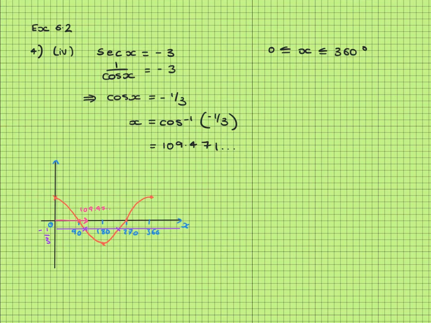So the other point of intersection, which is here, can be found by doing 360 take away 109.47 degrees, which gives us a second answer of 250.528 degrees. So this gives us a pair of answers, which are x equals 109.5 degrees and x equals 250.5 degrees, both answers to 1 decimal place.